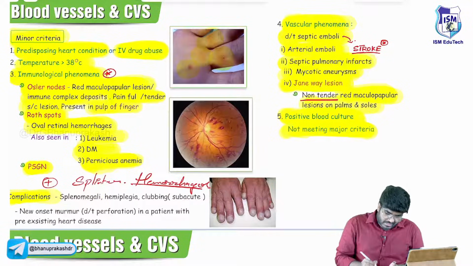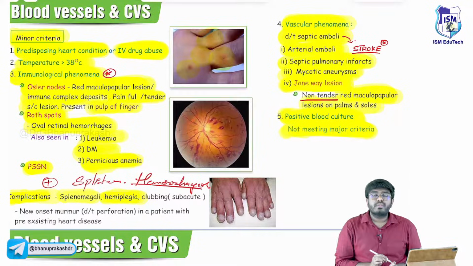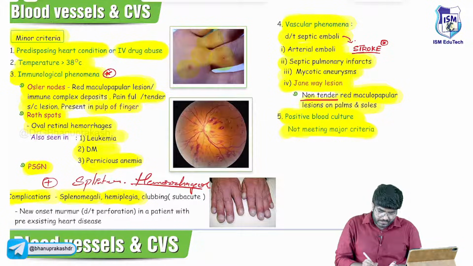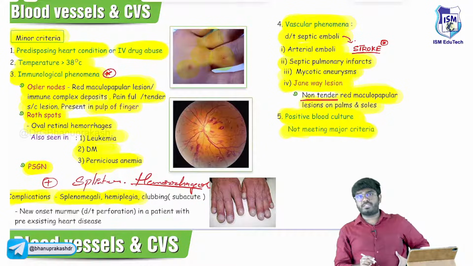Now, what might be the reason the patient is going to have hemiplegia? What do you think? What might be the reason? Because of the stroke, the patient might develop hemiplegia. Because of the infection, the patient can develop splenomegaly. Such a big spleen, the splenic tip is going to be palpable.